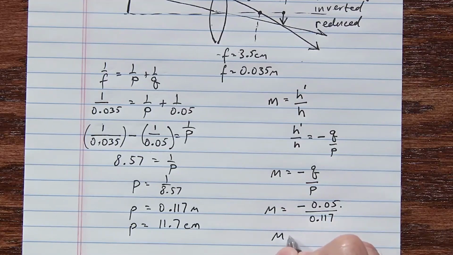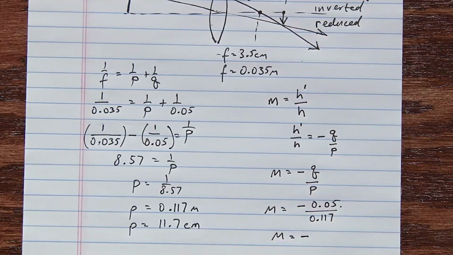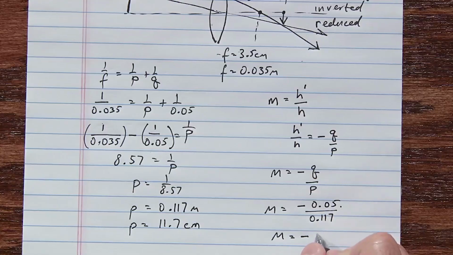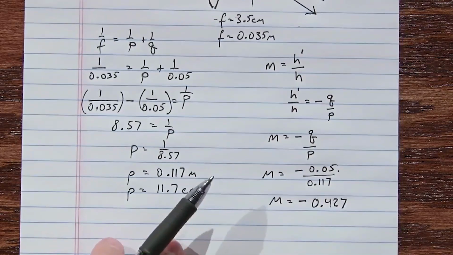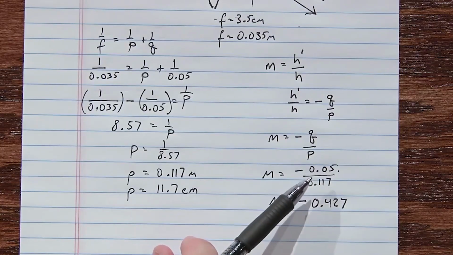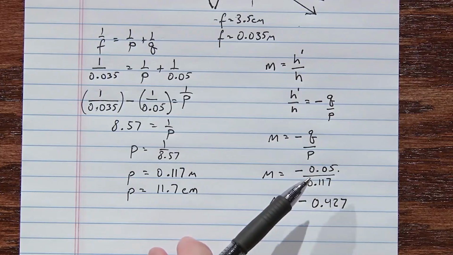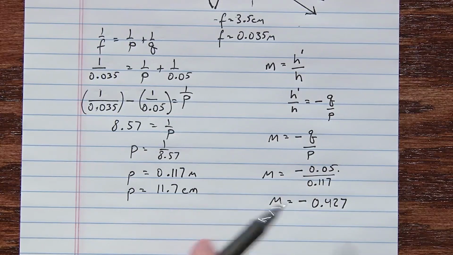So the magnification is equal to negative 0.05 divided by 0.117. Magnification is negative 0.427. And I'll just point out, I'm still going to stick to my convention of using basic metric units for my quantities when I do calculations, so that we know what units we have. We wind up with a magnification of 0.427.